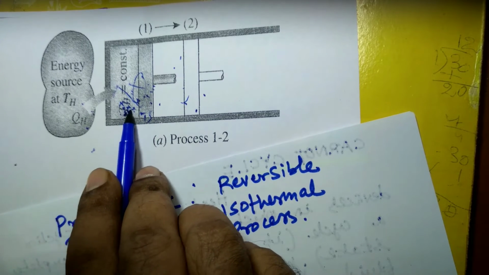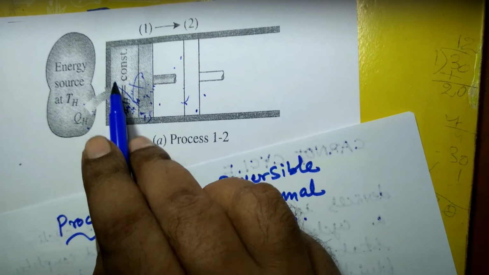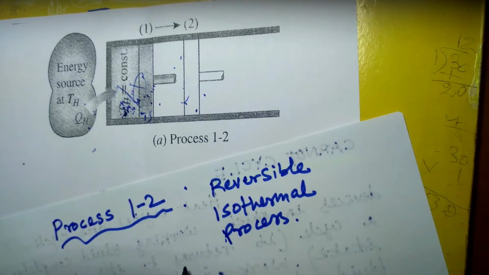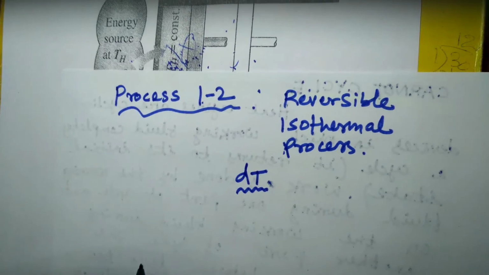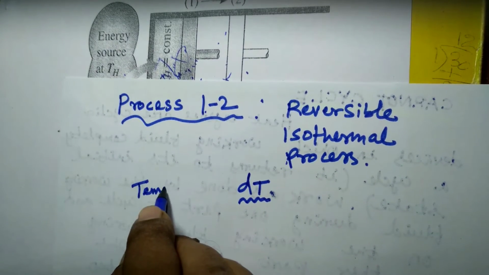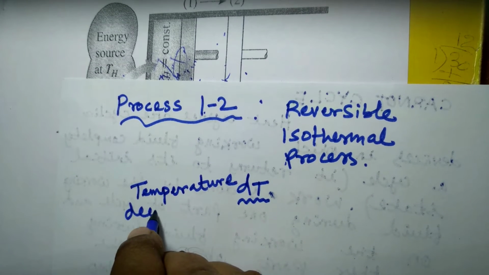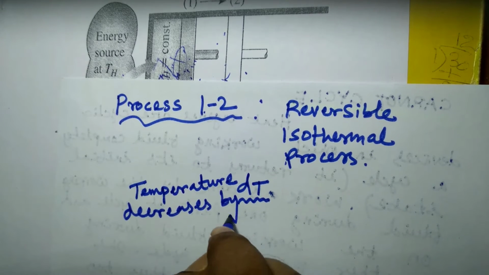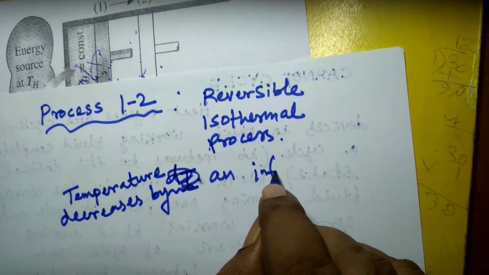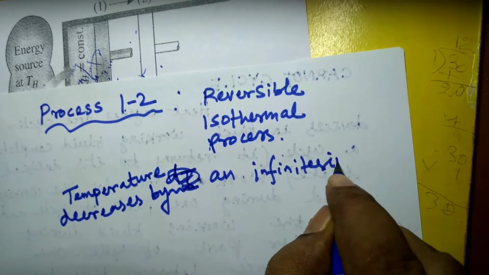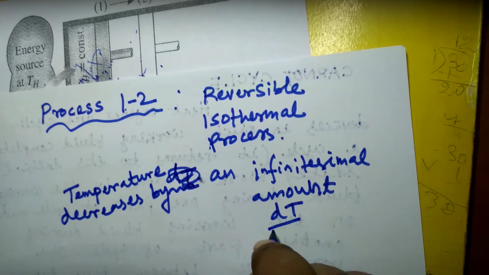Work करने के लिए energy चाहिए. So how can this work be produced? Only at the expense of internal energy. When the temperature of this gas decreases by an infinitesimal amount dt, because it moves slowly, the temperature decrease is very small. So the temperature decreases by a small amount dt.